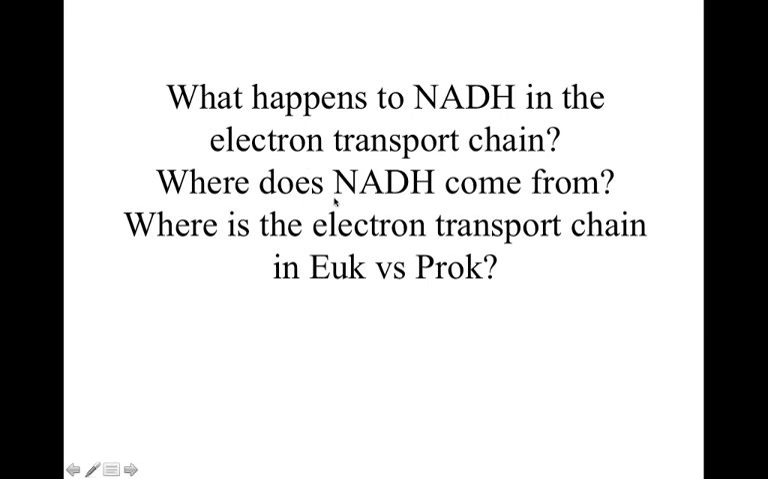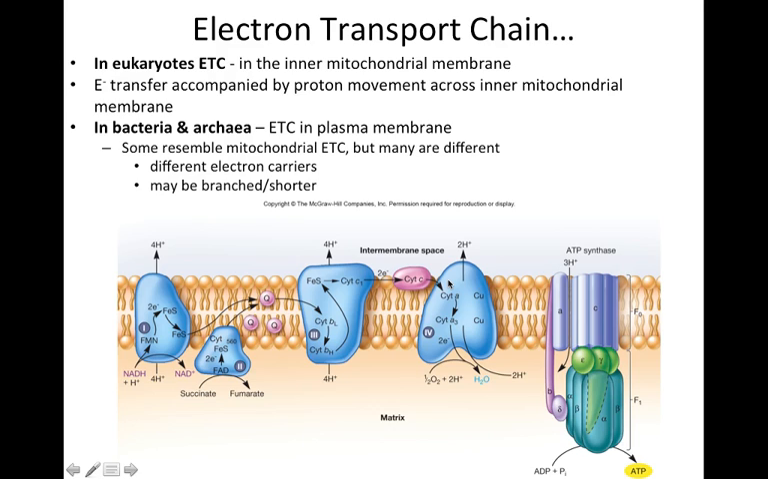And this occurs, the electron transport chain occurs in the inner mitochondrial membrane of eukaryotic cells, and in prokaryotes it occurs in the cell membrane. So in the generation of ATP, you have this process where NADH gets oxidized to NAD, and then there's this pumping of protons across this membrane.